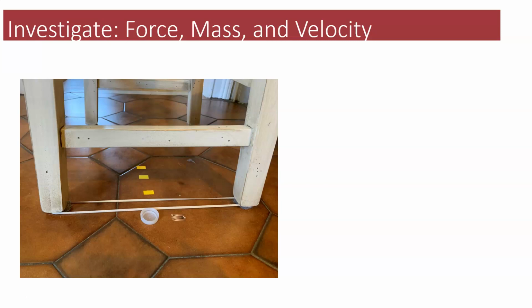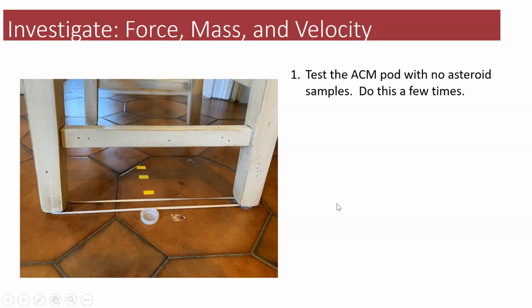All right, you're all set up? Ready to go? First, let's observe the velocity when the ACM pod has no samples. Pull back the rubber band to your marking and observe how the pod moves, its speed and direction. Do this a few times so that your observations are consistent, and write your observations in your data table. Do this now.